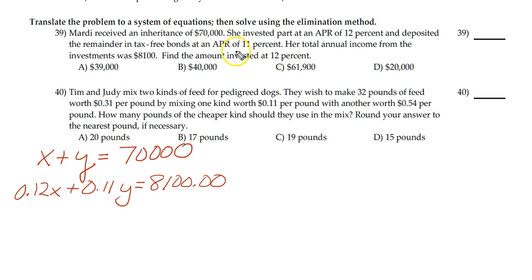So as we read this, Marty has 70,000. She's going to invest it in 2 parts. So x plus y is 70,000. Now a portion of it she's going to invest at 12%. So we'll make this portion x. And then the rest of it in bonds at 11%. We'll make this y. So 12% of x plus 11% of y gives us this much interest. So multiply everything by 100.